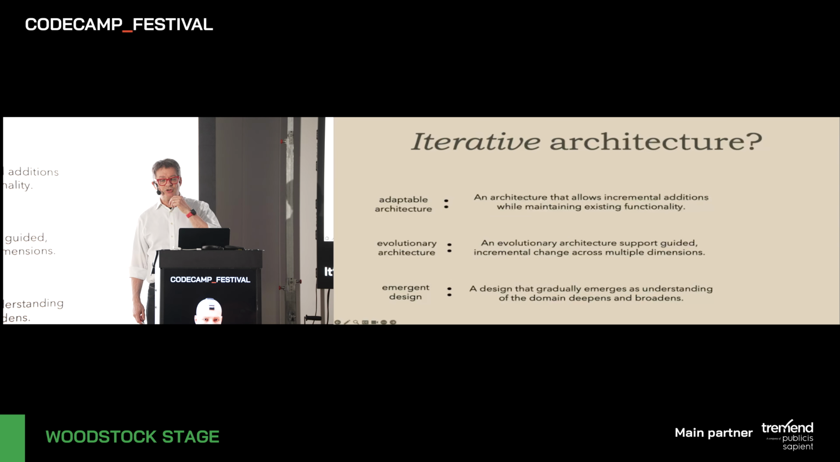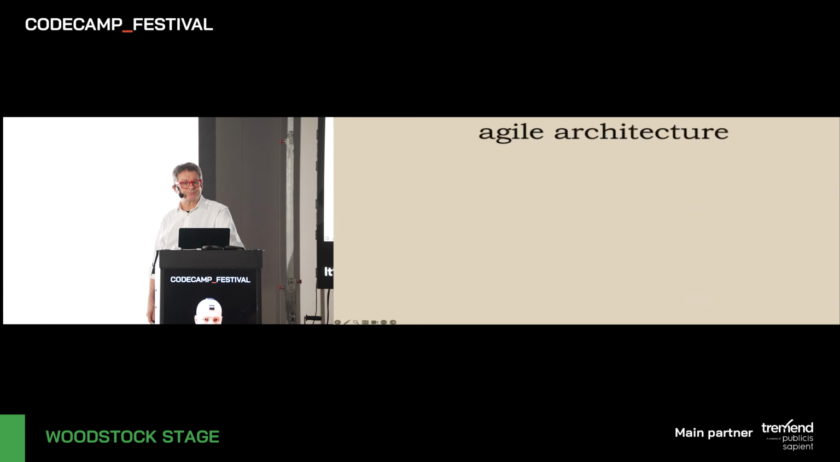And this gave us some terminology that we developed in the Evolutionary Architecture book. An adaptable architecture is one that allows you to keep adding stuff to it over time. But an evolutionary architecture is one that supports internal change and evolving, getting rid of old stuff and evolving to new stuff. And emergent design, of course, is this design that gradually emerges as we understand more about the problem.